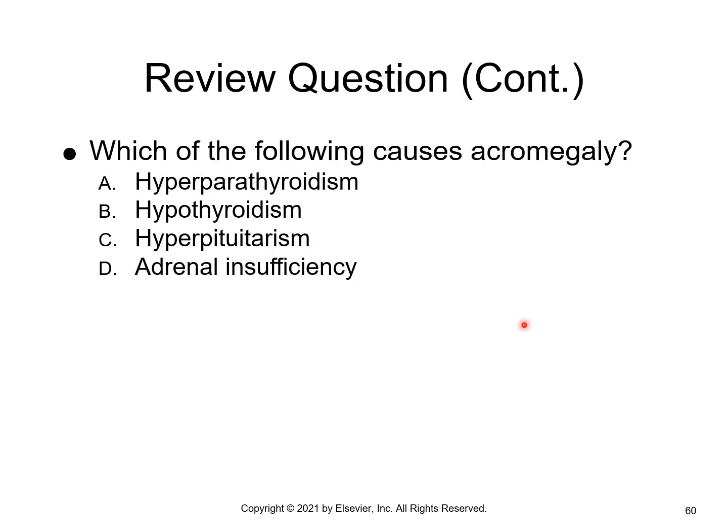Which of the following causes acromegaly? This is the enlargement of the hands, jaw, forehead. So this is due to excessive secretion of the growth hormone, which comes from the pituitary gland. So this is hyperpituitarism.